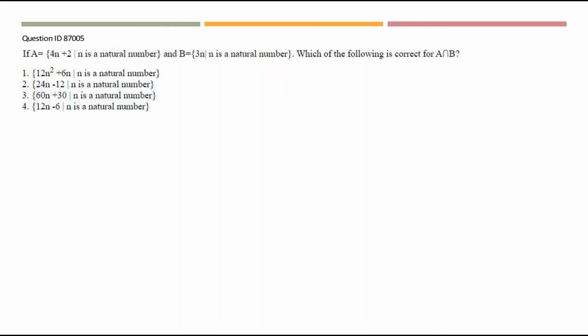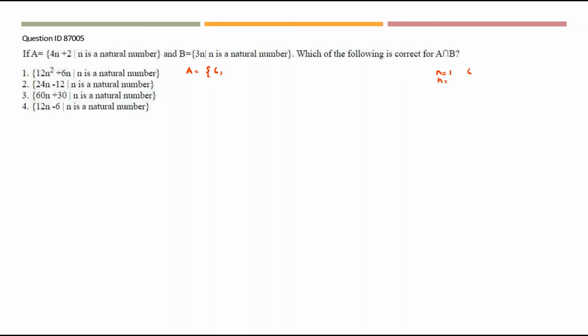B is equal to 3n where n is a natural number. Which of the following is correct for A intersection B? Now let's have the set A here. When n is equal to 1, 4 into 1 will give me 4. 4 plus 2 will give me 6.